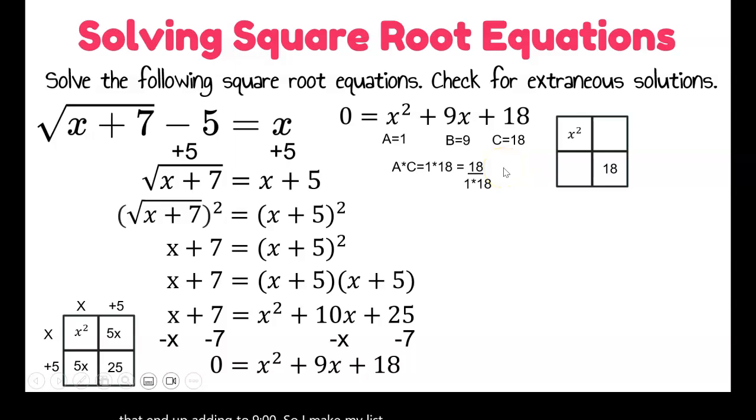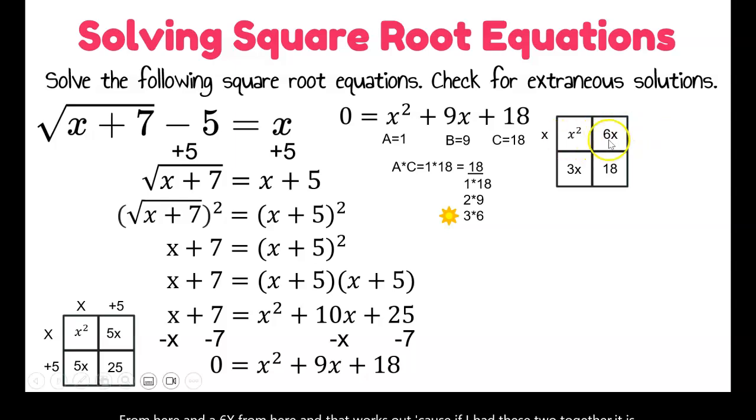So I make my list. 1 times 18 is 18. 2 times 9 is 18. And 3 times 6 is 18. So if I go through and I think, what's 1 plus 18? That is 19. Not this one. 2 plus 9 is 11, so not this one. 3 plus 6 is 9. So I want to be using these numbers. So in the middle, diagonal, that I haven't filled out yet, I am going to have a 3x from here and a 6x from here. And that works out because if I add these two together, it is going to give me back this 9x that I should have. And from there, I can factor.